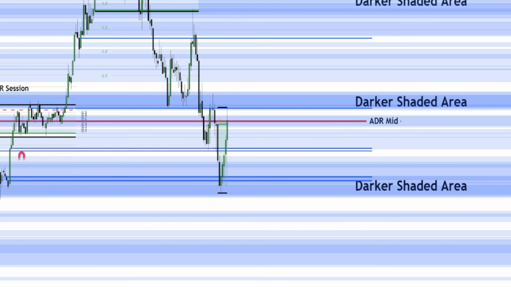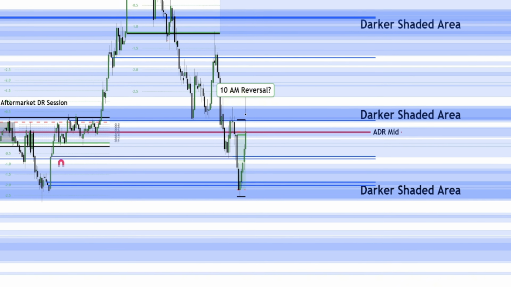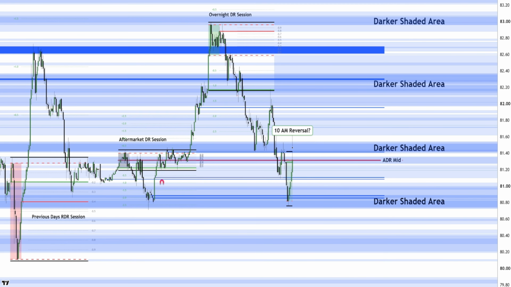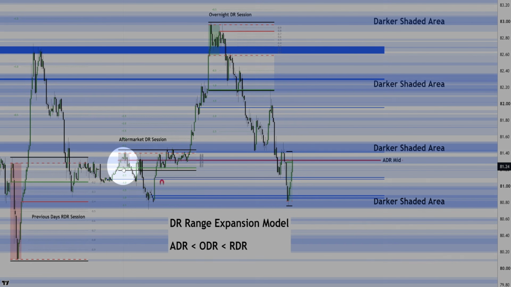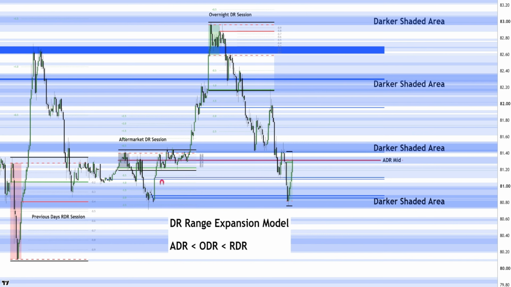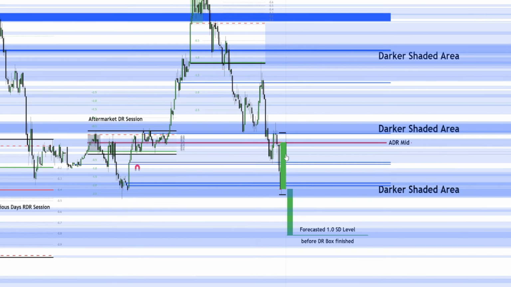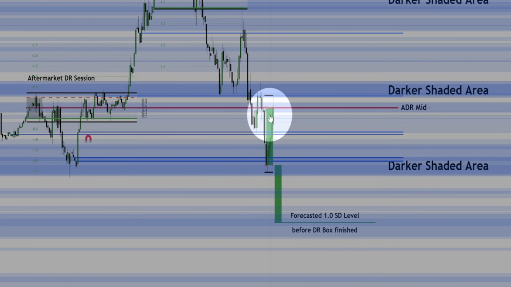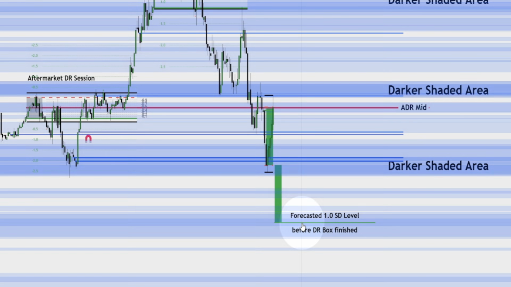Then, with the 10 a.m. candle, we step into a potential 10 a.m. reversal time window. What would give you a reason to short here? All 3 DR boxes, measured from the highest to the lowest 5-minute close, now expand each other in size. That makes the DR range expansion model fully intact. We can already forecast 1 standard deviation before the DR box has even finished. That's a minimum target to aim at.